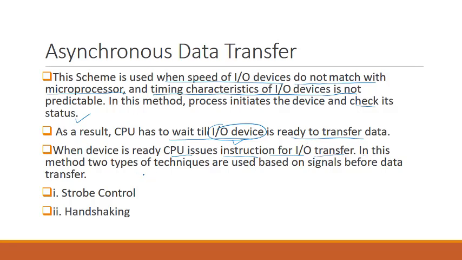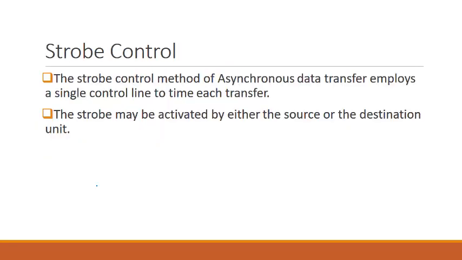In this method, two types of technique are basically used. The first is the strobe control and the second is the handshaking. What is the strobe control? The strobe control method of asynchronous data transfer employs a strobe signal control line to time each data transfer. The strobe may be activated by either a source or a destination unit.